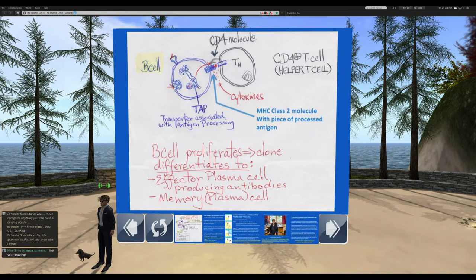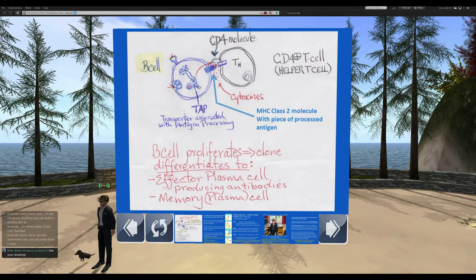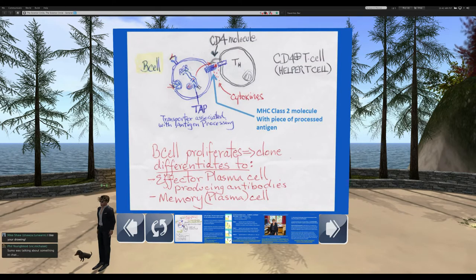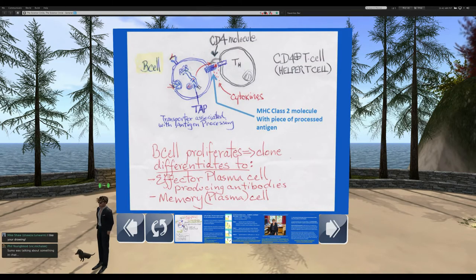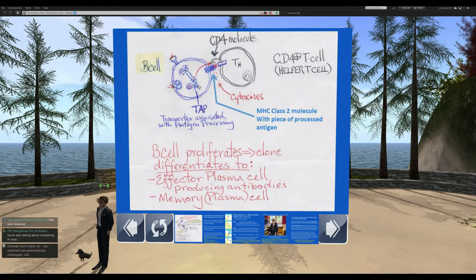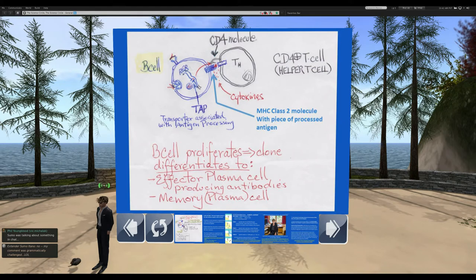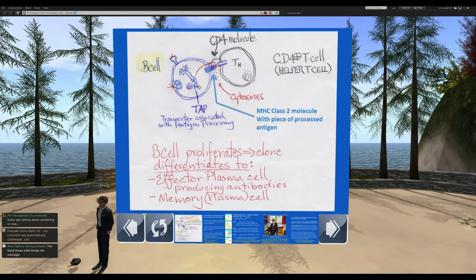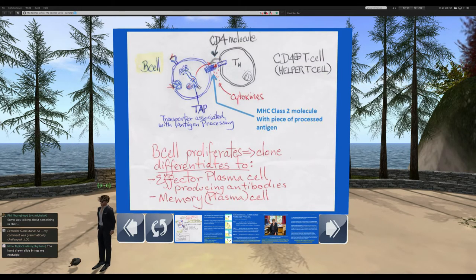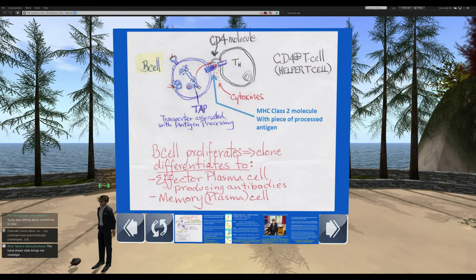the B cell is on the left, and here's a T cell on the right. And this T cell has a T cell receptor that's specific for this B cell. And the B cell has antibodies on its surface. And if an antigen comes up that attaches to it, it will take it inside.